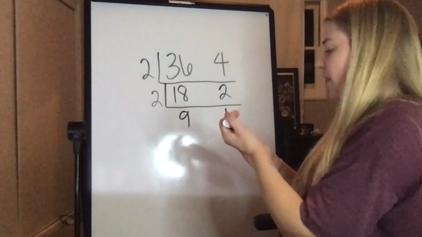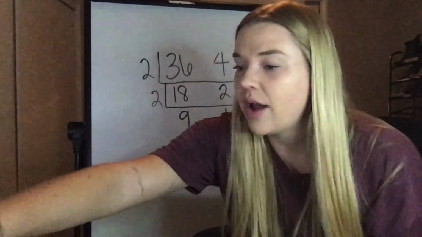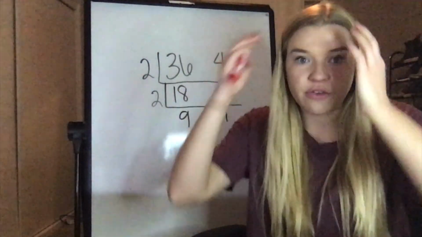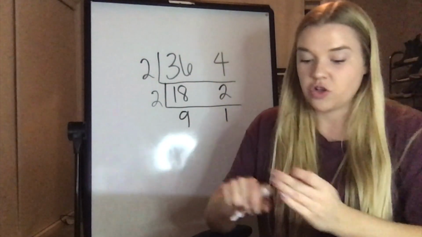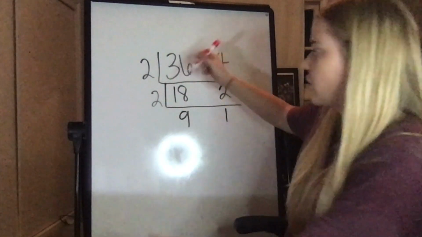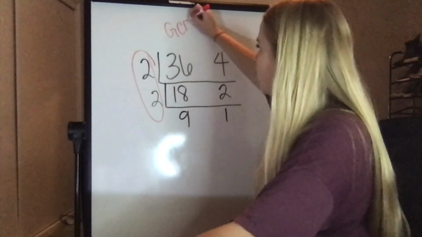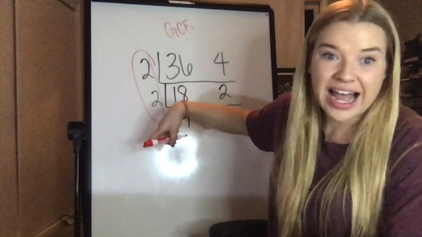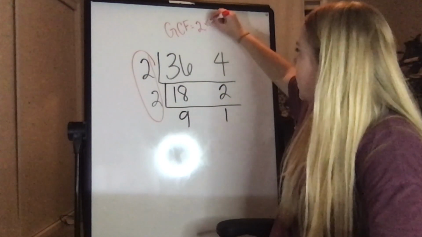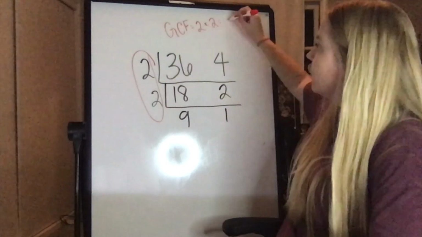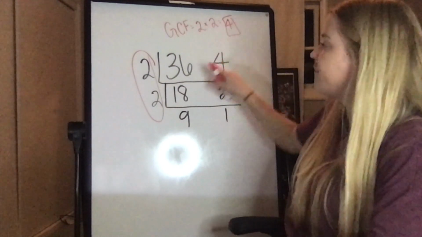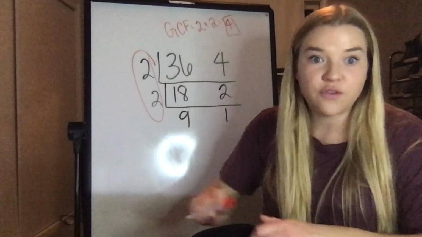So that means that I now have all of the information I need to solve greatest common factor and least common multiple. For greatest common factor, remember, I'm just looking at the numbers on the side here. You multiply the numbers on the side together. So 2 times 2 equals 4, which means our greatest common factor of 36 and 4 is 4.